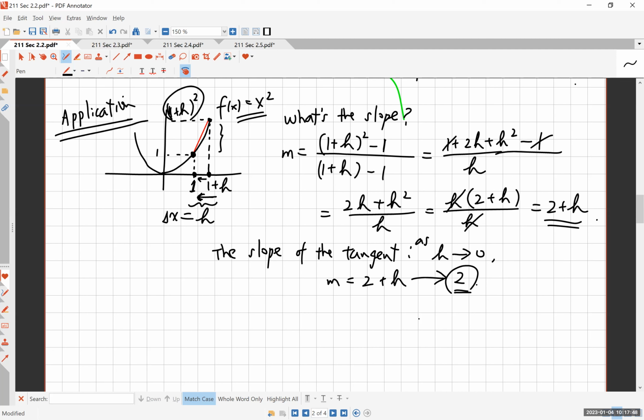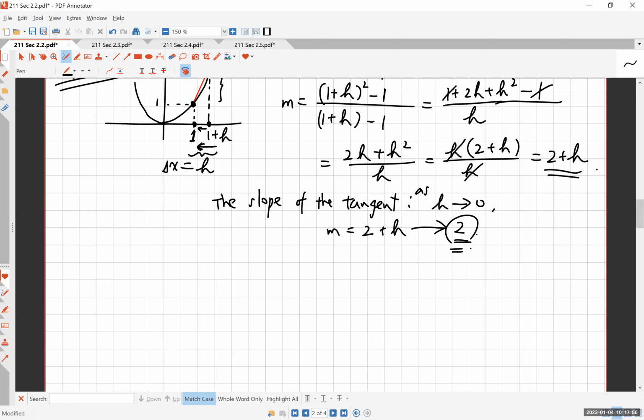So that's how we can use the limit to find one of those things that we were talking about earlier in section 2.1, and that is the derivative. Okay, and again, we will do many, many more examples of this. But now let's go back to studying the limit in more general ways in part 2 of this section.